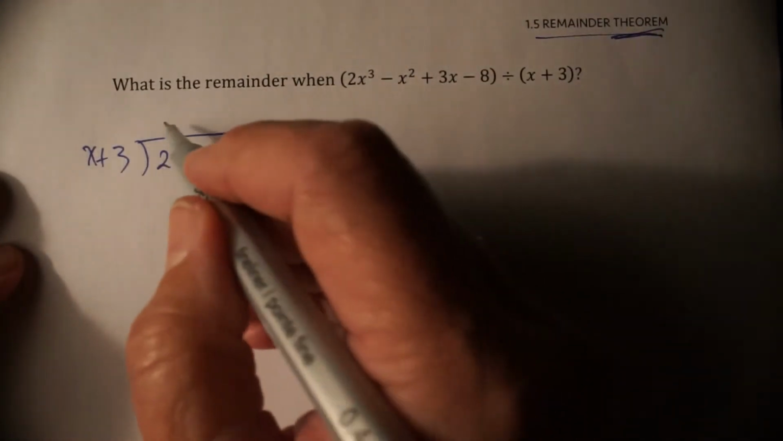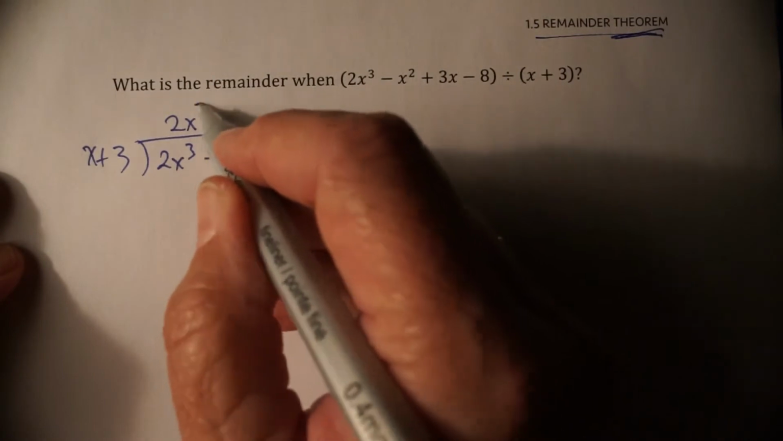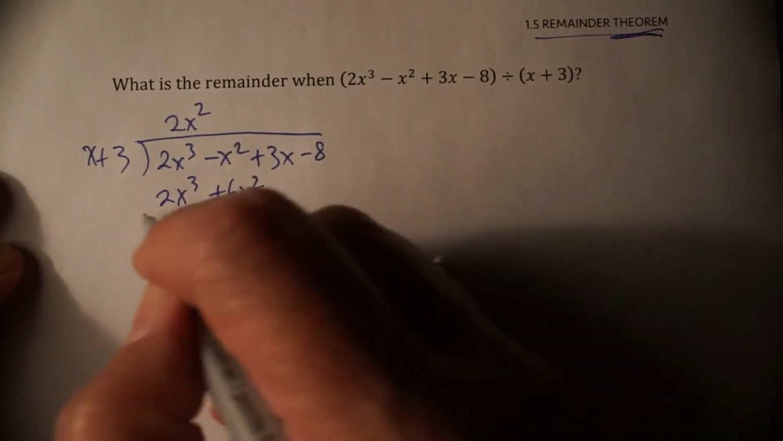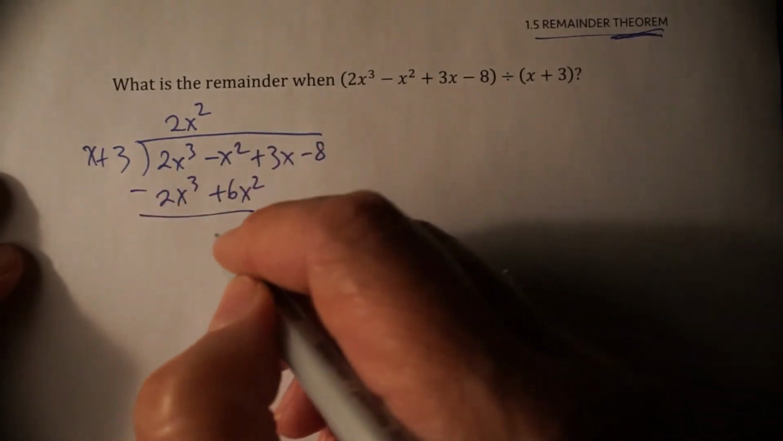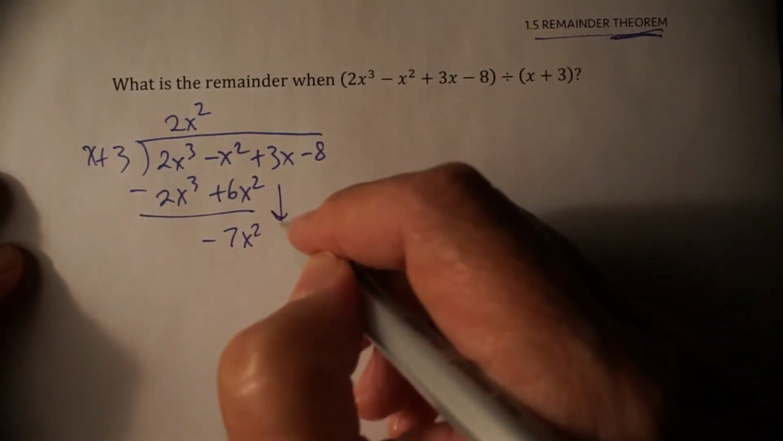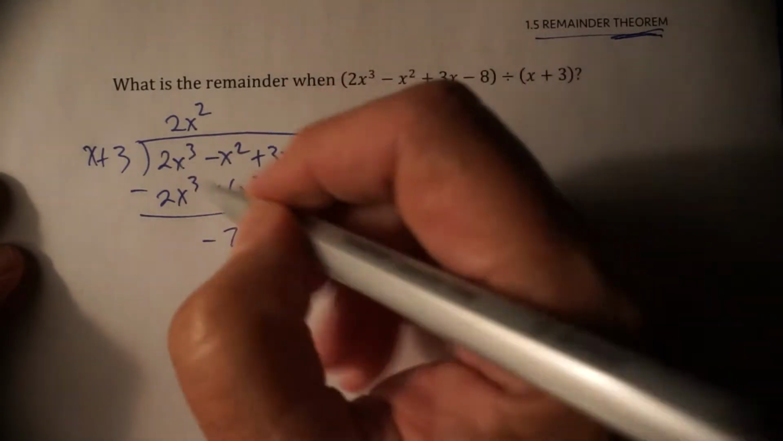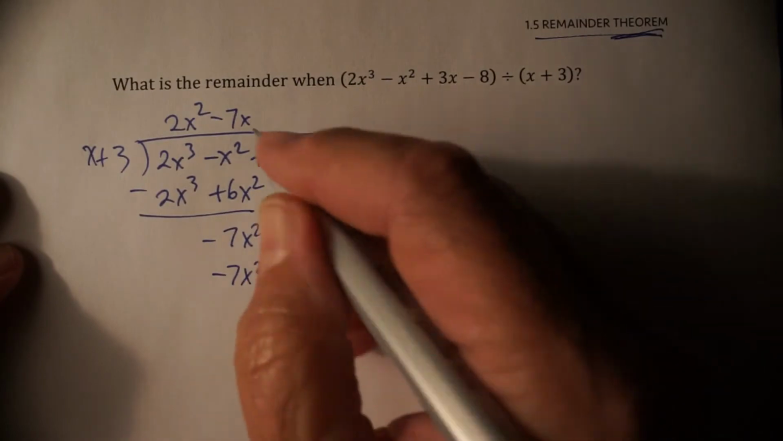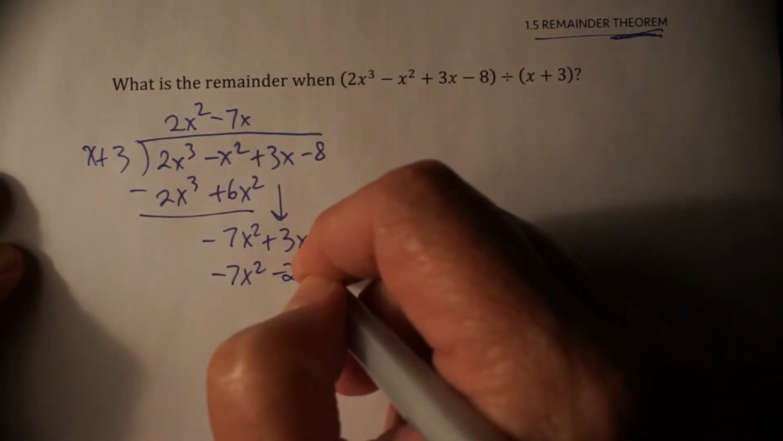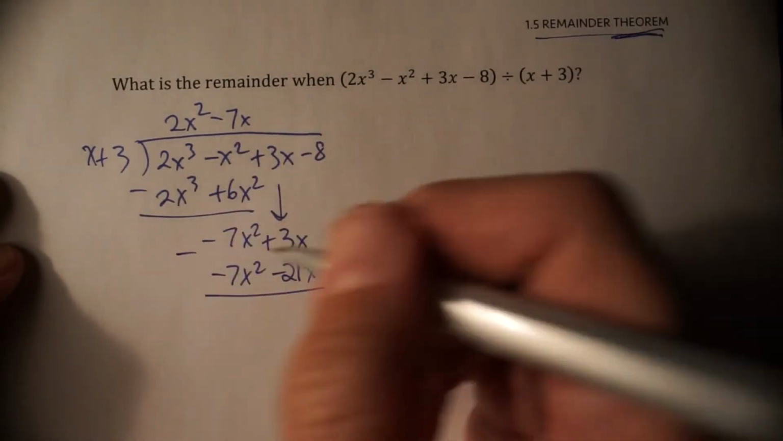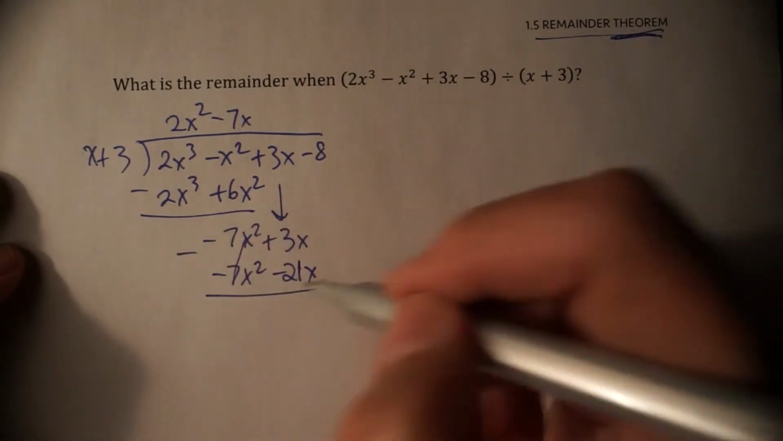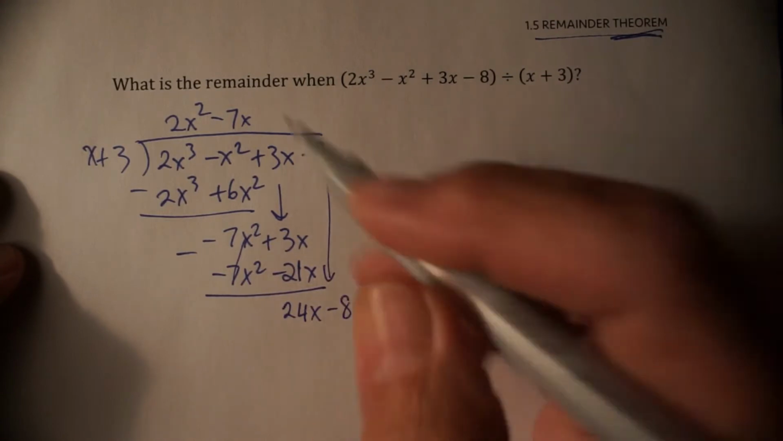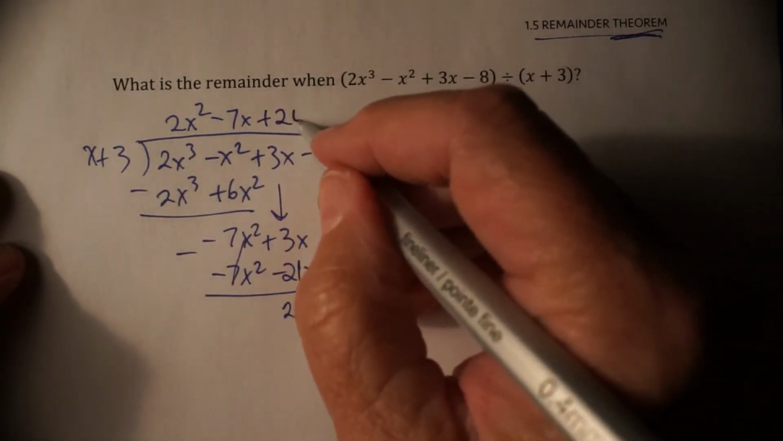Okay, x into 2x cubed goes 2x squared. 6x squared. Subtract. Negative 7x squared. Bring down the next term, which is 3x. Negative 7x. Negative 7x squared minus 21x. Have to be really careful when we're subtracting. 3 plus 21 is 24x. Bring down the negative 8.